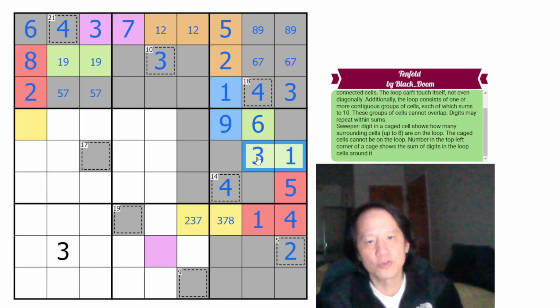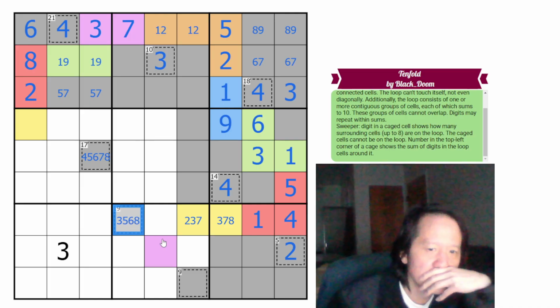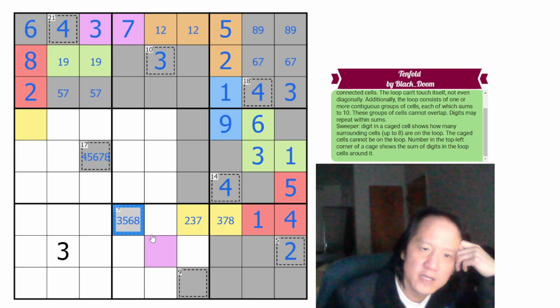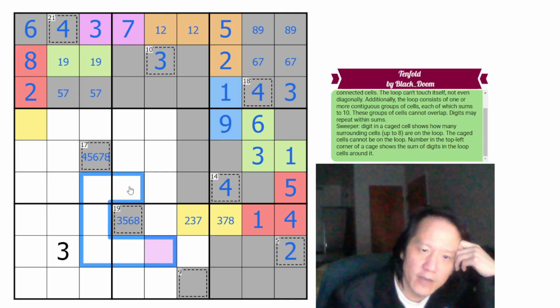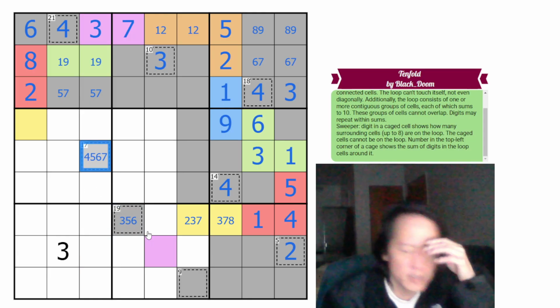It can't be 1 or 3. This is at least 4. And it could be 5 through 8 too. This can't be 1 or 4 or 2, but it could be 3, it could be 5, it could be 6 or 8. Actually, it can never be 8. If it's 8, that would mean it's in all the surrounding cells, which means it would touch itself. So this can never be 8. This can never be 8.